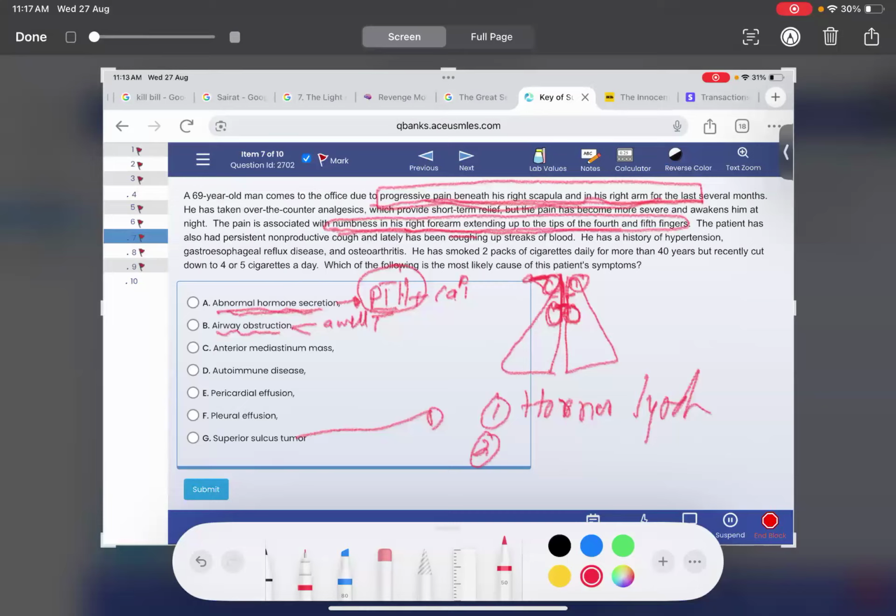Number two, they will be having a spinal cord compression as well, and the shoulder pain will be present due to the brachial plexus involvement. Whenever this mass compresses the lower brachial plexus, it will lead to shoulder pain and numbness in the fingers. Have you got the point? Yes, sir. So I think we have cleared our point. This is the answer.